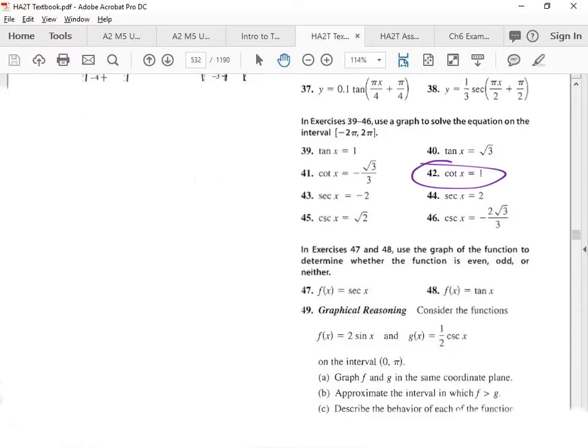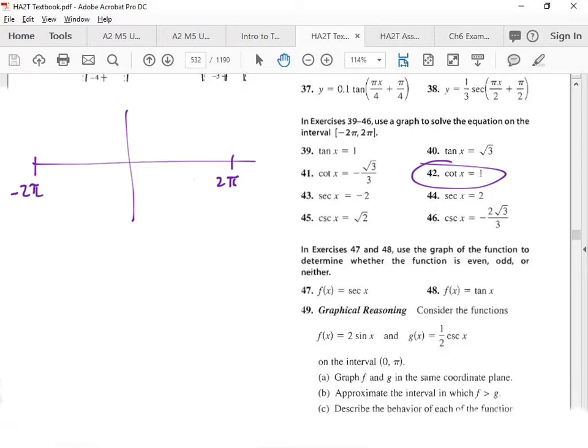42. All right, we have to use a graph to solve the equation on the interval from negative 2 pi to positive 2 pi. So we already have our ends here: negative 2 pi, and positive 2 pi. So we have to graph cotangent. Wait, what does this say? Use the graph to solve this equation? Oh, we just have to use the graph. Okay, so where is cotangent equal to 1?